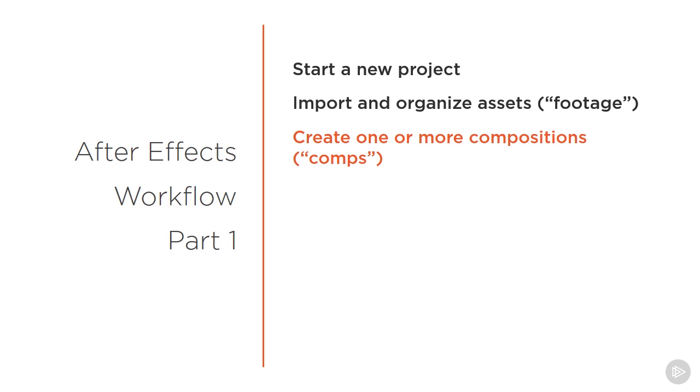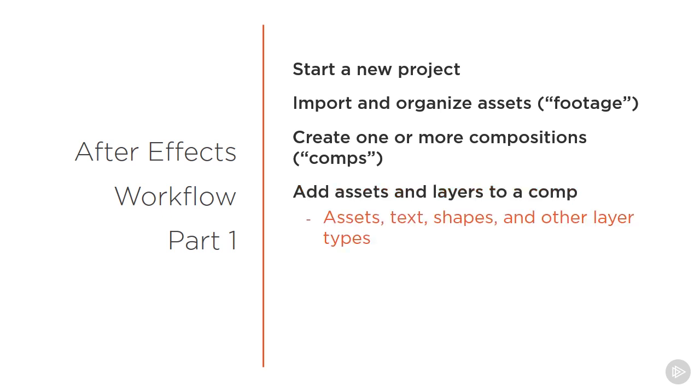Then you create one or more compositions, and they're called comps in After Effects. So we'll talk about comps going down the road here. Once you've created the comps, you can add assets and layers to a comp. Now assets we've already talked about, but layers include things like text and shape and other layer types that I'll explain as we go through the course.